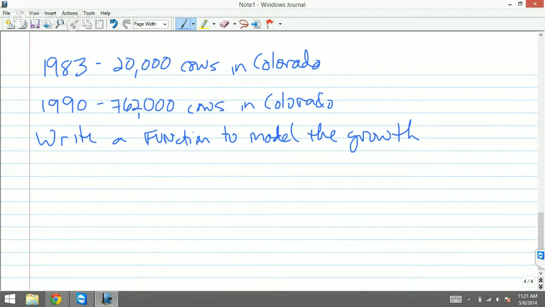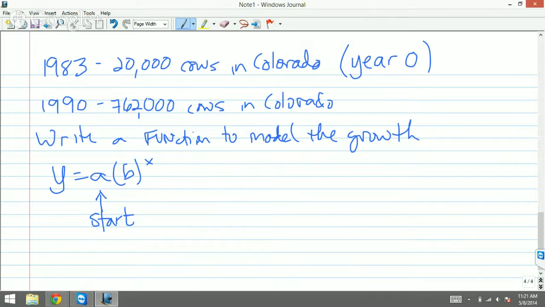Okay, we're going to write a function to model the growth. Listen here. These are growth models. The A is the start. A is your Y-intercept, right? That's our starting point. So we're going to put 20,000 there. This is what we're going to consider year 0.